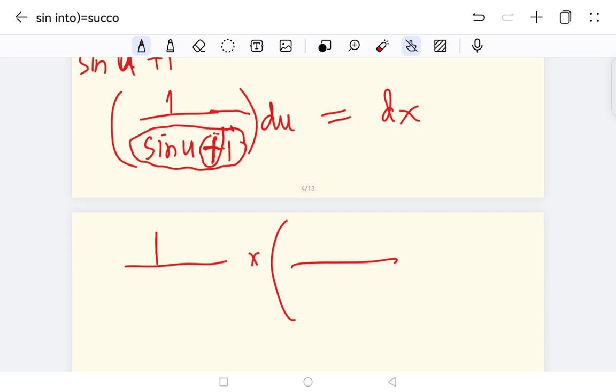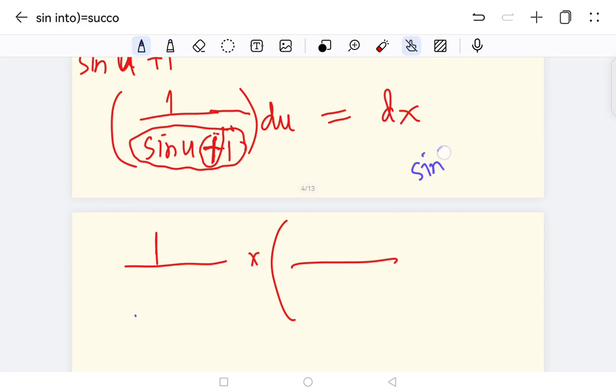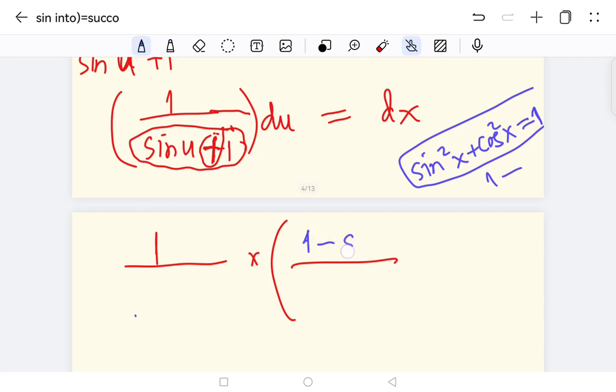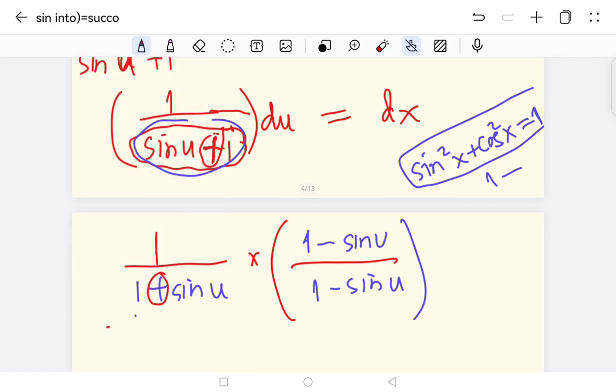Why? Because I'm trying to get closer to sine squared x plus cosine squared of variable x equals 1, right? So I'm going to put 1 minus something. I'm going to use 1 minus sine u, because this is actually 1 plus sine u. This is the conjugate operation, which means the opposite: plus becomes negative. On the right side, just ignore it first. We will do it later.